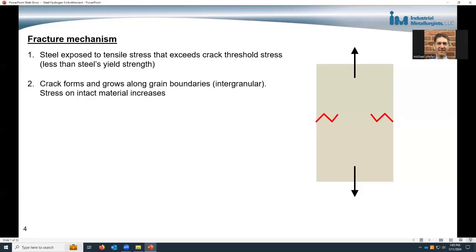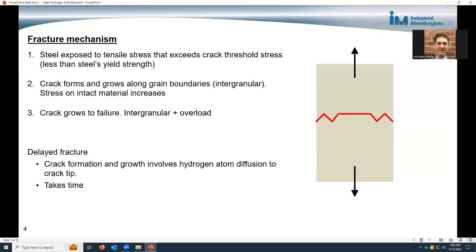And as the crack grows, the stress on the remaining or the intact material increases, and finally the crack gets large enough, or the intact material gets small enough, where the remaining intact material fractures all at once due to overload. So if you look at the fracture surface, what we would see is intergranular cracking combined with overload, but the failure mode is intergranular. The cause of the failure is intergranular cracking due to hydrogen embrittlement.